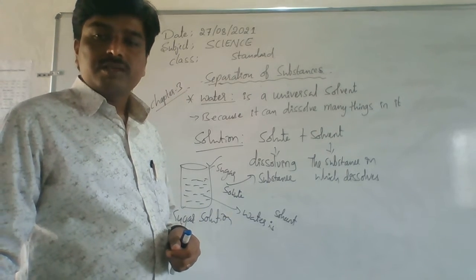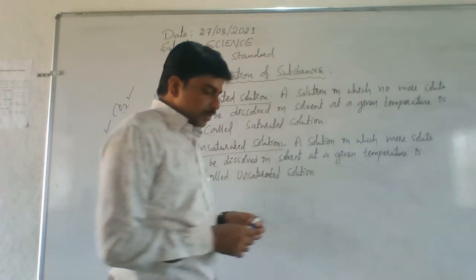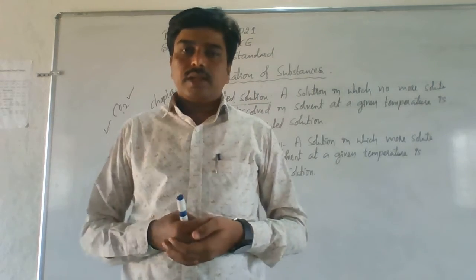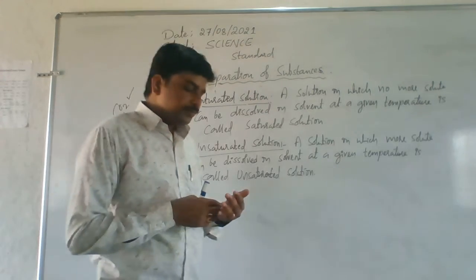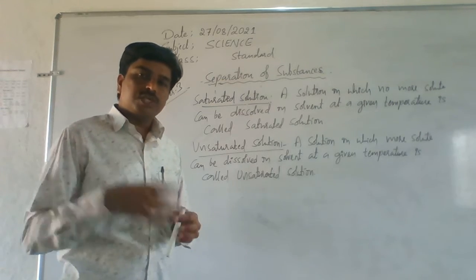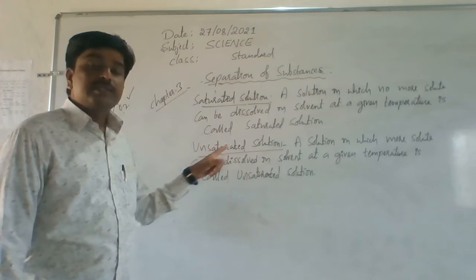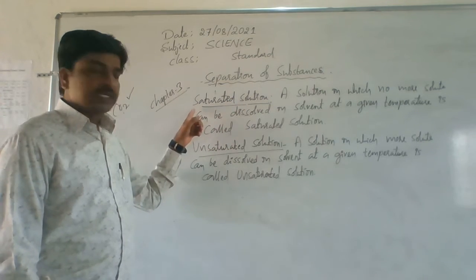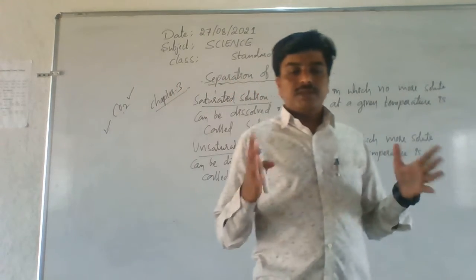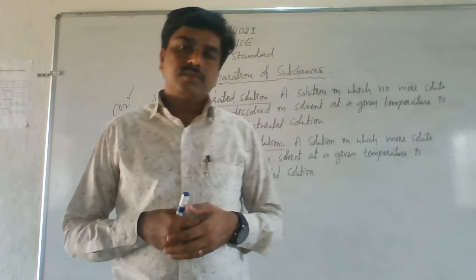Let's come to the last part of this chapter. Temperature and solubility. Depending upon the temperature and solubility, we classify the solution into two different types: saturated solution and unsaturated solution. What does it mean, sir? What do saturated and unsaturated mean?